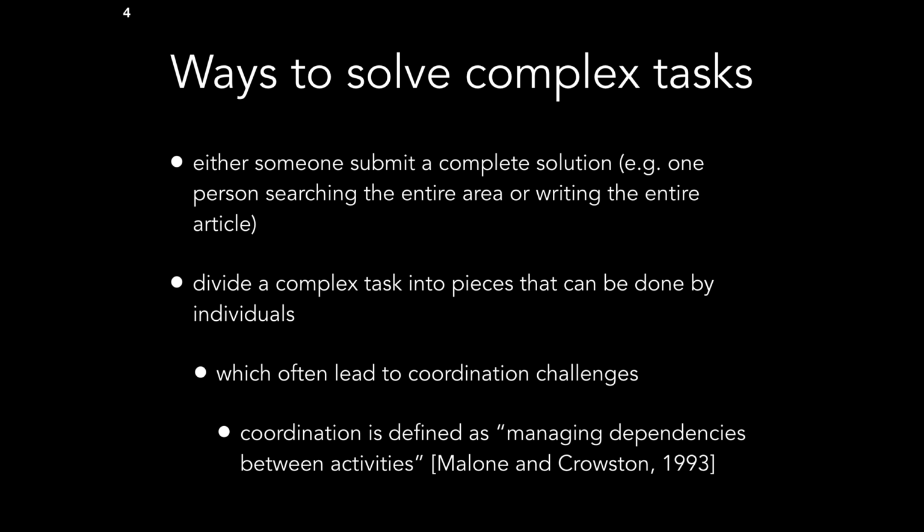Existing systems may have different ways to solve these complex tasks. For example, we can let someone submit a complete solution, such as one person searching the entire area or writing the entire article, which may not be feasible or may be too time consuming for an individual. Other solutions might divide a complex task into pieces that can be done by individuals. However, these often lead to coordination challenges.